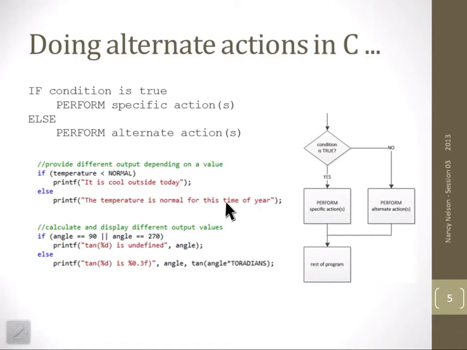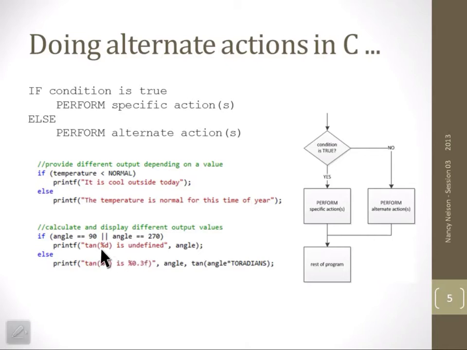Now we come down here. In this case, we have a multiple test. So we're checking if the angle is equal to 90, or a double pipe symbol is an OR condition, the angle is equal to 270. So remember, our comparison operator is a double equal sign as opposed to a single equal sign, which is an assignment operator. If either of those conditions is met, we're going to print the tan of something is undefined.